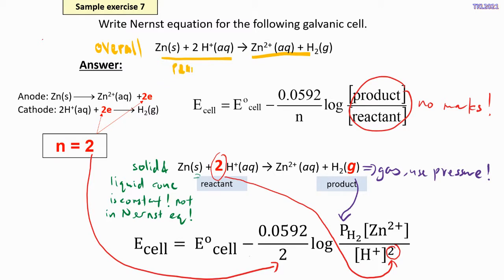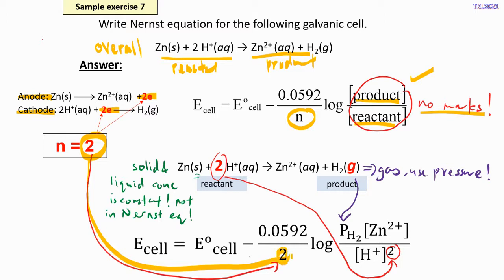Then this part is reactant. This part is the product. Now this is the Nernst equation, but if you just give general, that is product over reactant, you will not get any marks. Another mark will be given for the number of electrons. You need to balance the anode and cathode half cell equations. Only then you know what the number of electrons is.